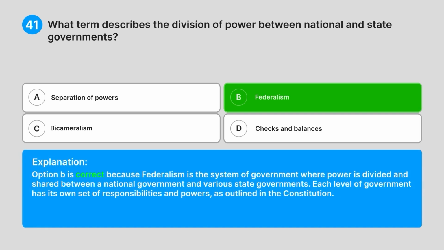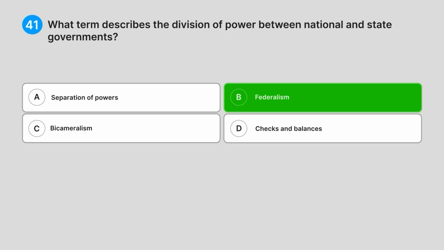Explanation. Option B is correct because federalism is the system of government where power is divided and shared between a national government and various state governments. Each level of government has its own set of responsibilities and powers, as outlined in the Constitution.